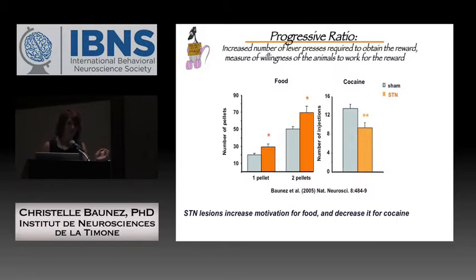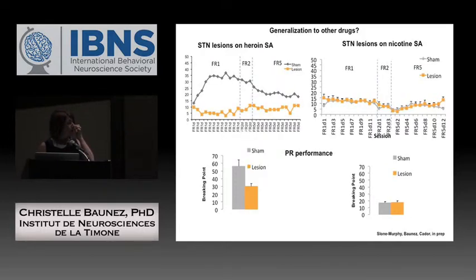It's been a few years now that we try to understand why we have this dissociation. But then the next question was, can we generalize that effect for cocaine to other drugs of abuse? So, in collaboration with Martin Cador in Bordeaux, we've looked at the effect of STN lesions on heroin self-administration.